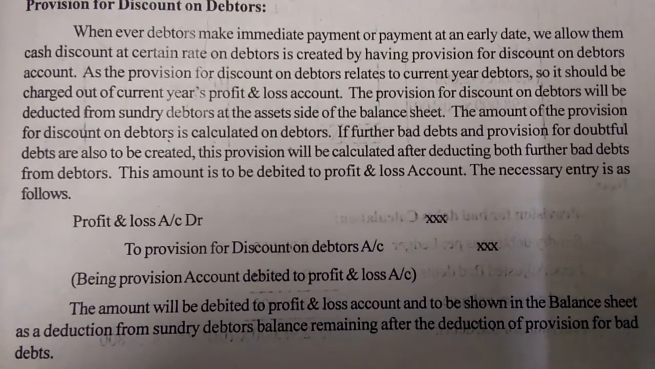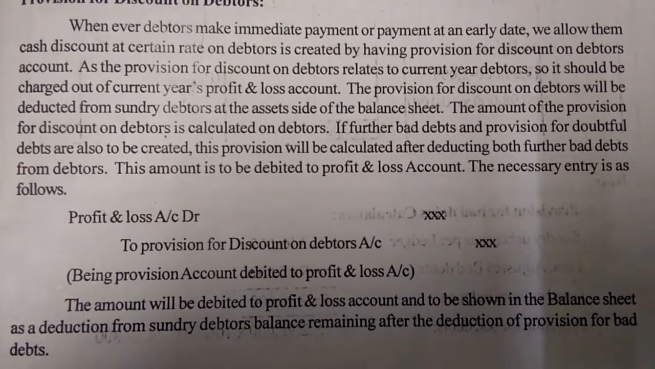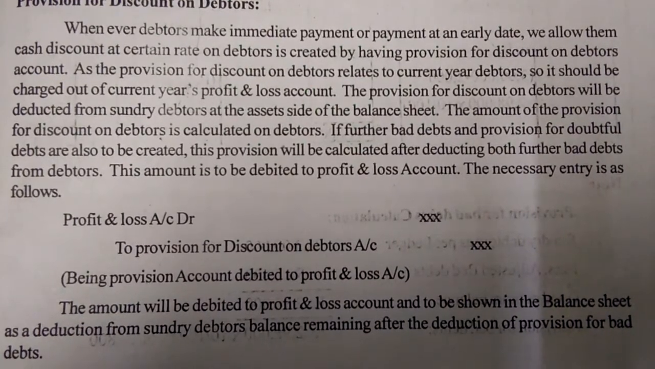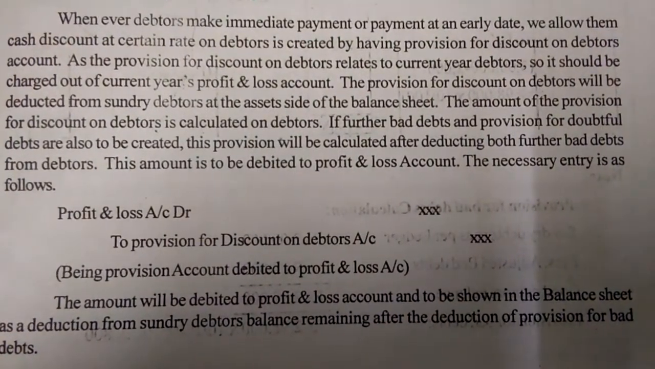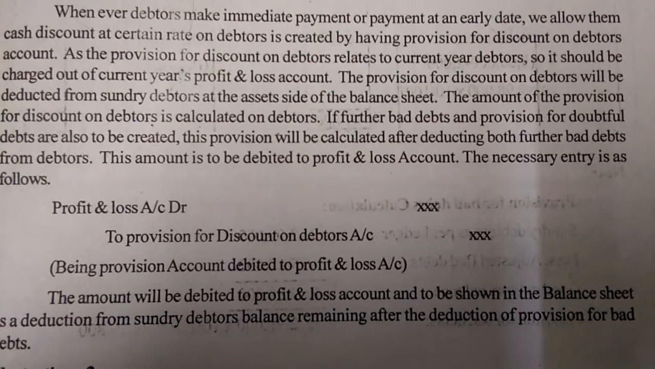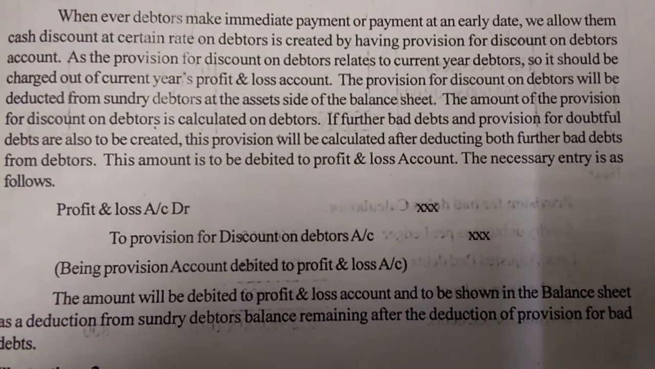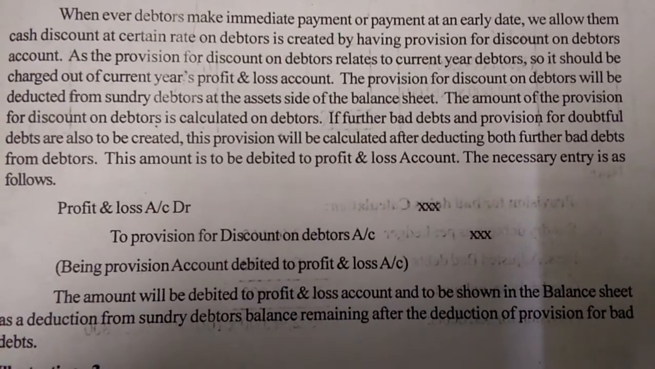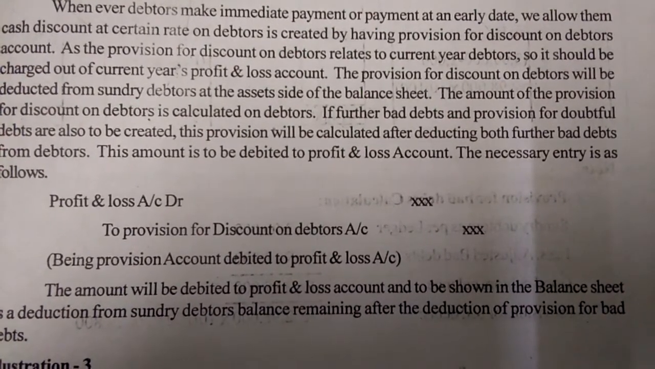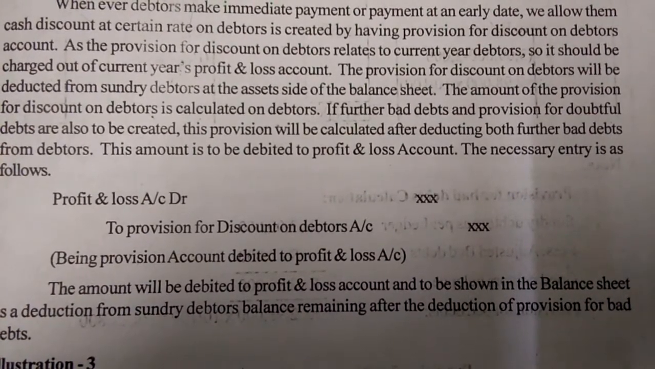Whenever debtors make immediate payment or payment at an early date, we allow them cash discount at a certain rate on debtors. This provision is created by having a provision for discount on debtors account. As the provision for discount on debtors relates to current year debtors, it should be charged out of current year's profit and loss account. The provision will be deducted from sundry debtors on the asset side of the balance sheet.